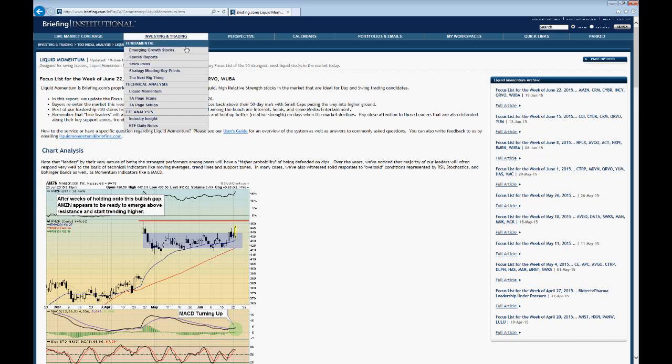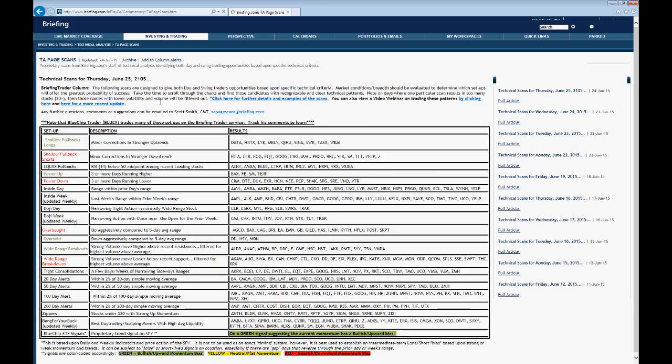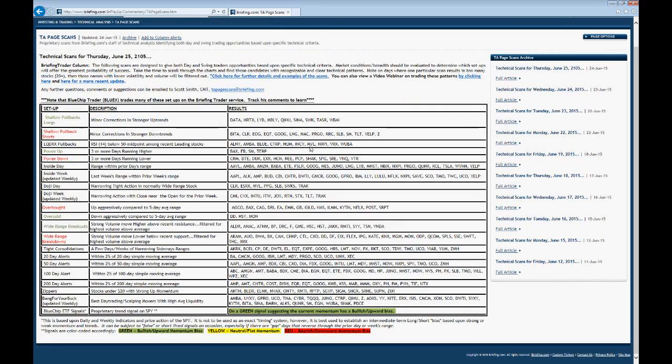And again, if you could tie this into the strategies on my swing trader column, as well as if you can ever find one of these names showing up on the TA page scans, those are the names that I focus on as the Blue Chip Trader. I'm always going to be looking out for names that are leaders on the liquid momentum page and show up on the TA scans page. That's basically almost like an automatic trade for me.